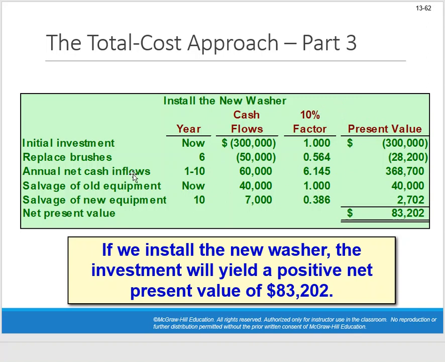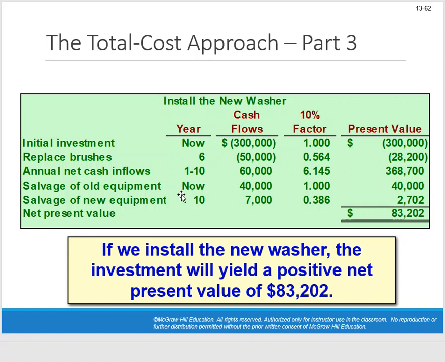Then we have our annual net cash inflows. So they put year 1 through 10 all together. So this is an annuity. It happens each year for 10 years. So we go to the second table, PV of an annuity of 1, and we go to row 10, 10% column, and we should find 6.145. So the value of $60,000 a year for 10 years, discounted back to today's dollars, is $368,700.